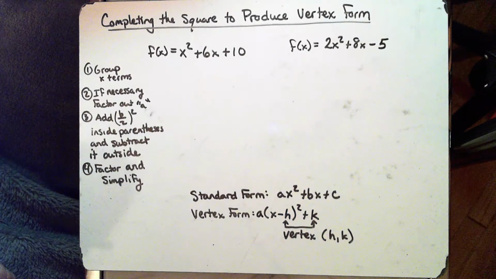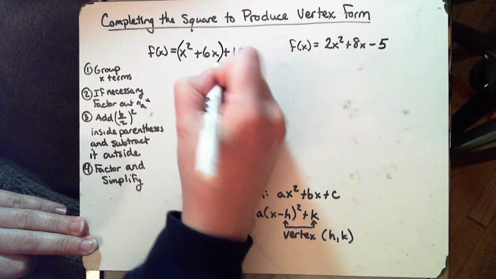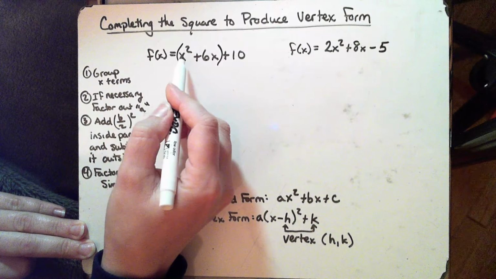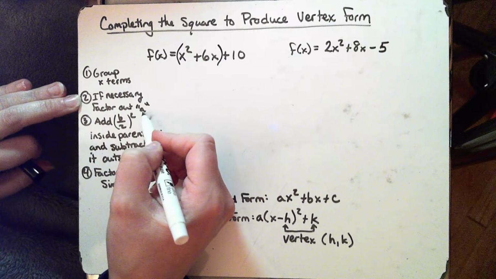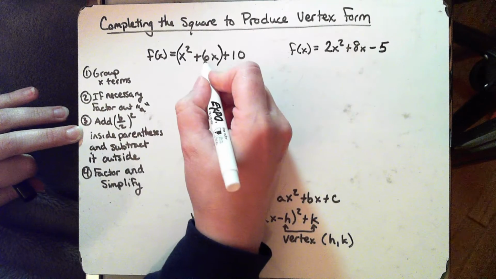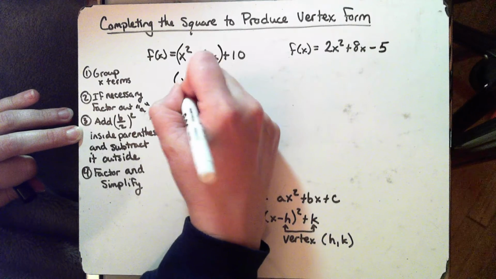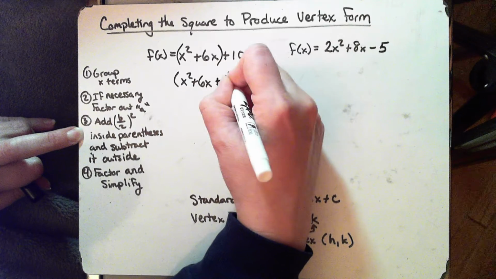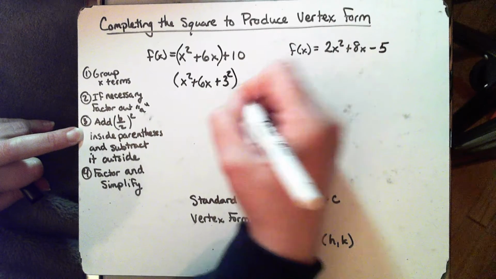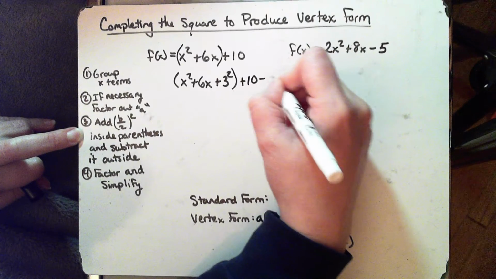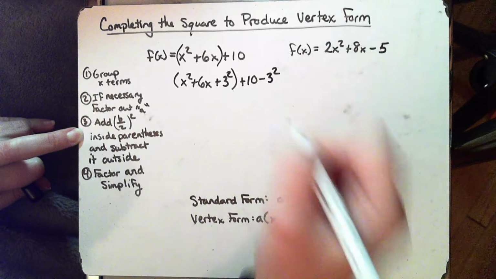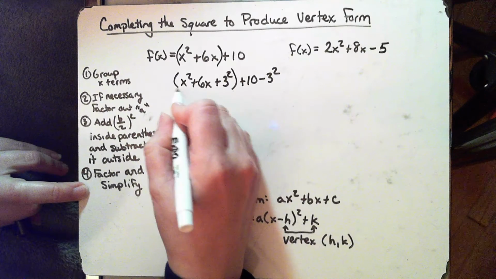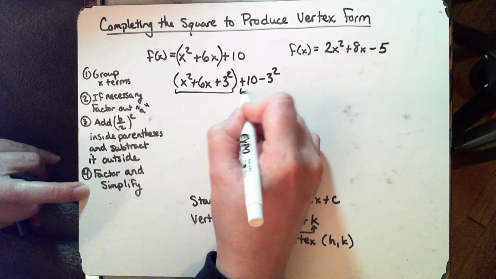Let's start with this one. So I'm going to group my x terms like this. Now, there is no a number in front of my x squared, so I can skip step 2 and move on to step 3. b is 6, so I'm going to add 6 divided by 2, which is 3. So add 3 squared inside the parentheses and subtract 3 squared outside the parentheses. Then I'm going to factor this part, and I'm going to simplify this part.